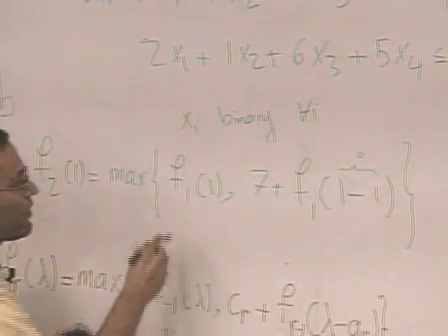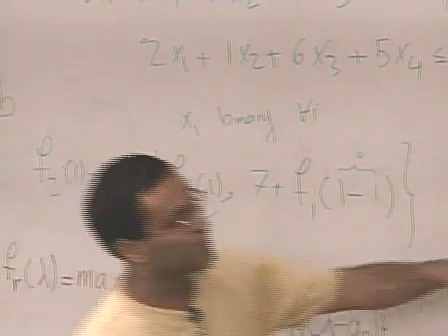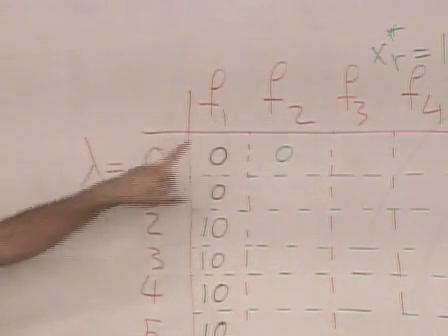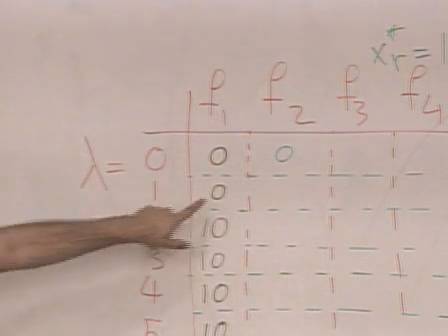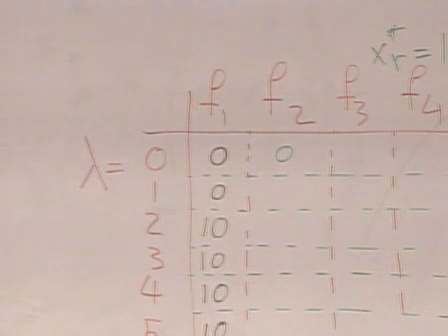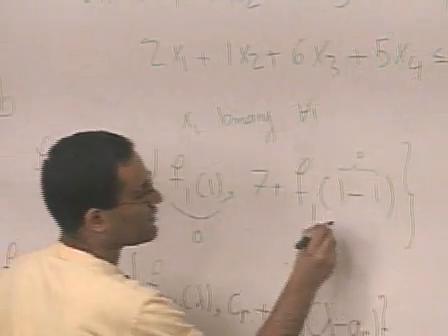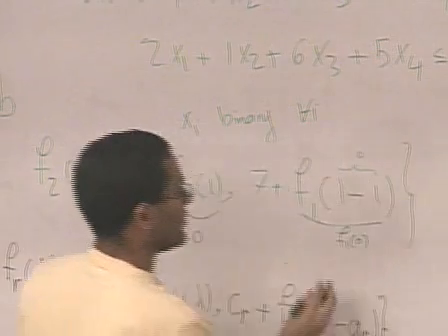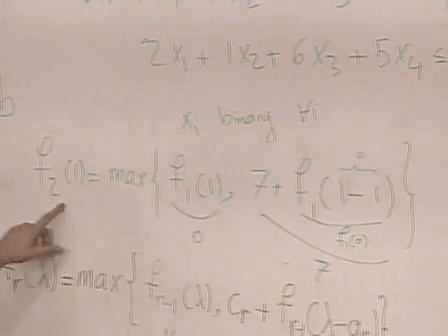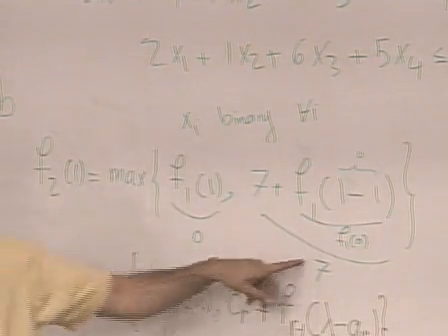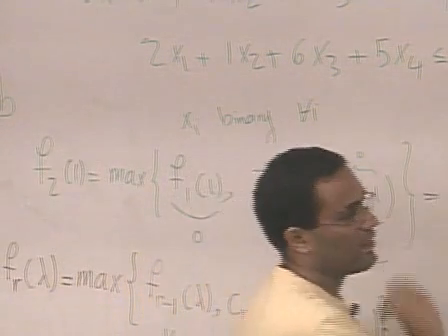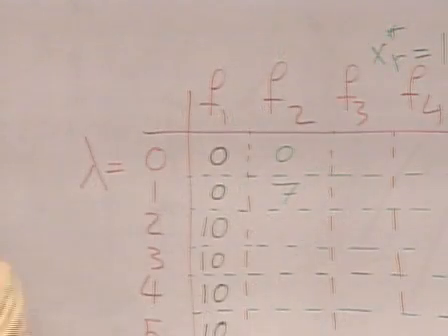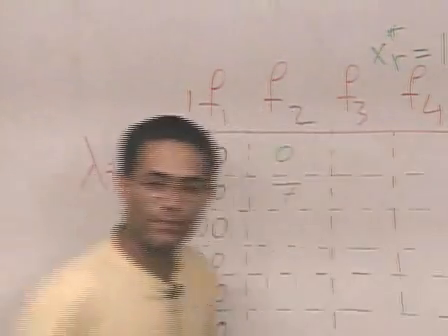This is the crucial step. But what is f1 of 1? f1 of 1 means you have 1 unit of capacity and you have to choose item 1 or not. But you cannot even choose item 1, so its value is 0. So this is 0. This is 7 plus f1 of 0, and f1 of 0 is 0. So this ends up being 7. So maximizing f2 of 1, between 0 and 7, its value would be 7. So I put a 7 here. And did I choose the second item or not? I chose the second item. So I put a 1 here.